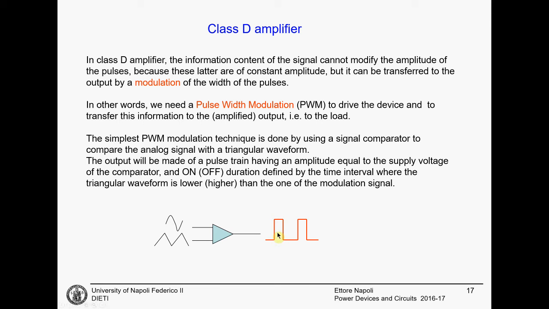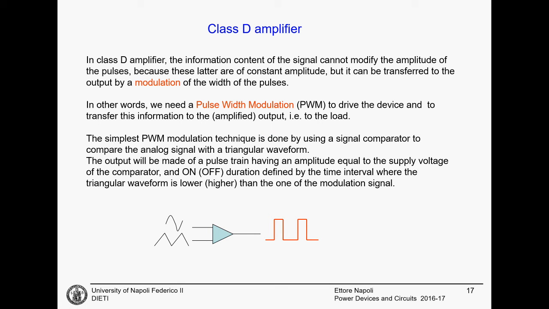But what can be done is modulate the width of the pulses. Let's say if we want more current on the output, we can have long periods in which the device is in the on state, so long pulses in which the current is maximum, and short pulses in which the device is in the off state. In other words, we will need and use a pulse width modulation, PWM, to drive the device and to transfer this information to the output.